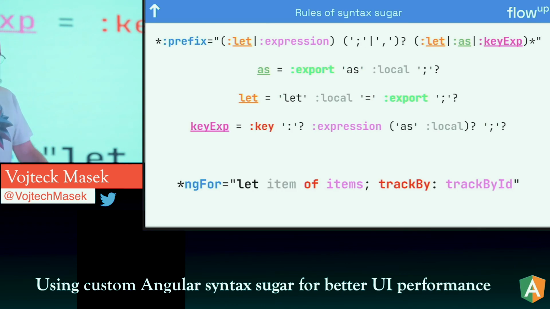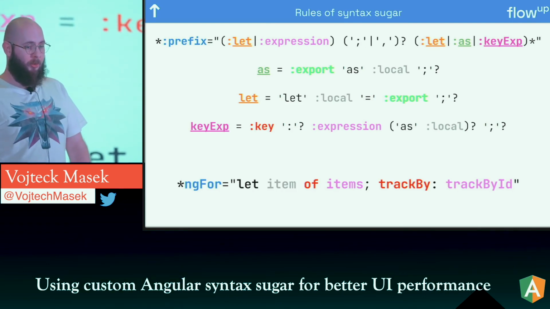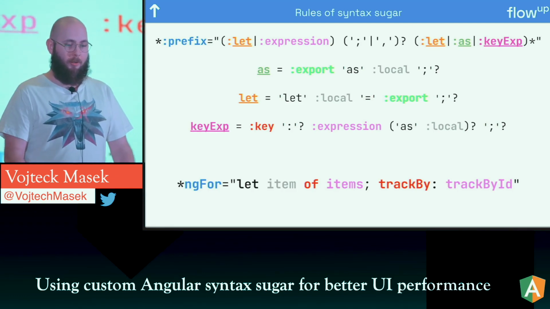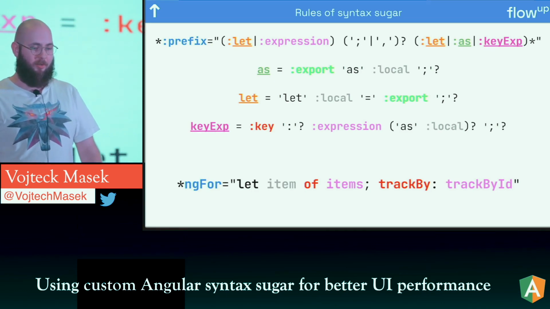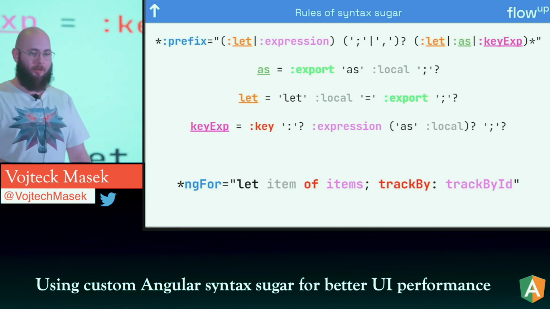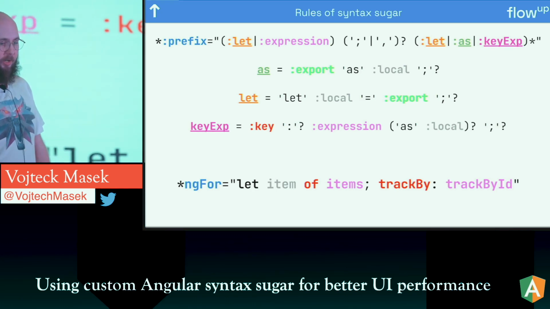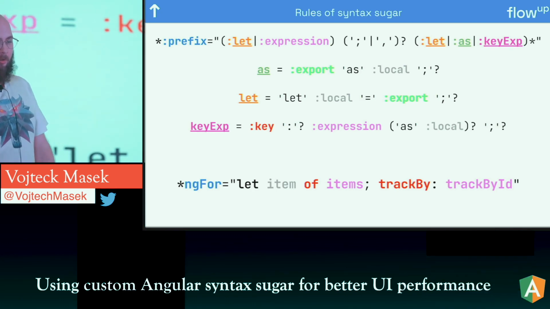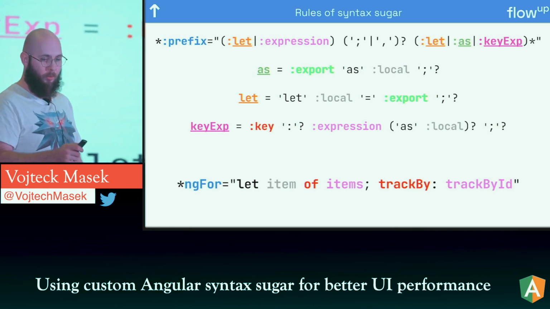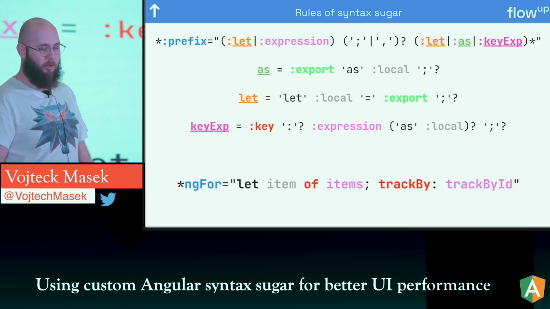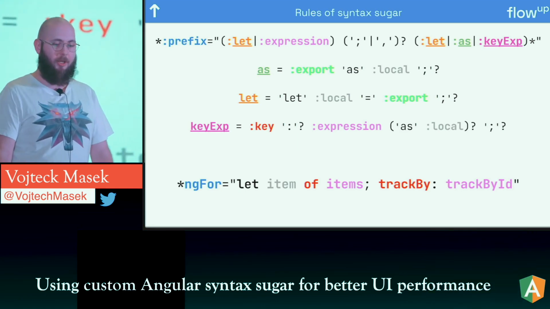First example, the same thing we've already seen. The prefix is ngFor, the first is let item, which means that it's the second syntax with the let local export. Then there is of items, which means that it's a key expression with the key being of and the expression being items. And then there is a second expression, which is trackBy, where trackBy is the key and the expression is trackById.